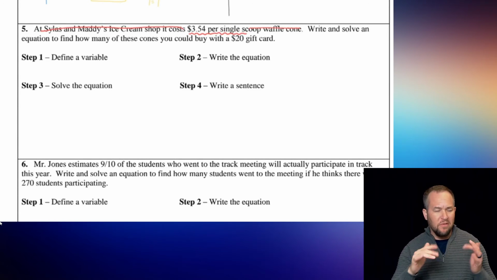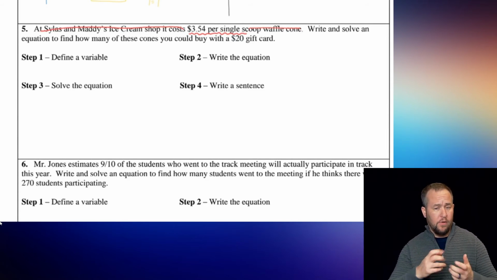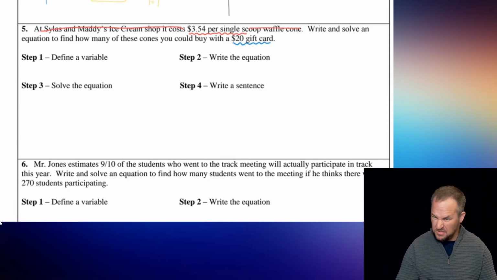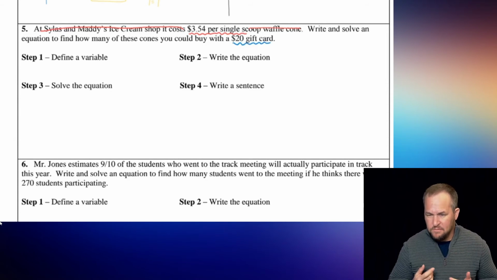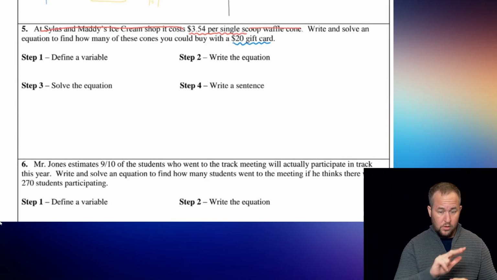But with this information, we're going to write and solve an equation to find how many of these cones you could buy with a $20 gift card. We know that that is probably pretty important stuff as well. That's how much money I have. So between those two things that I have just underlined, I have $3.54 per single scoop waffle cone.